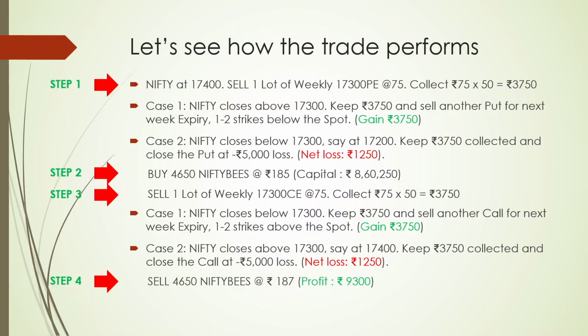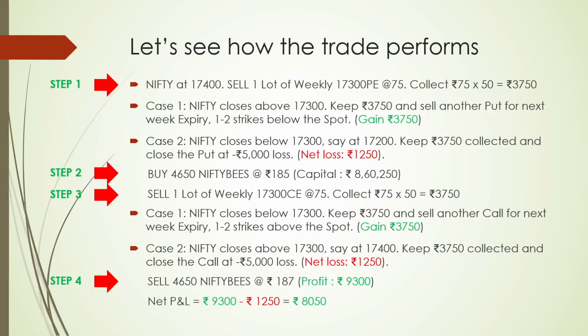Here what we will do, we will do an additional step. Step 4. Once you are closing the call in loss, you will be selling your Nifty Bees, whatever quantity you are holding, 4,650 quantity at 187, because the market has gone up. It closed at 17,400, when you purchased it when it was 17,200. So you are going to sell it at 17,400. Obviously, the Nifty Bees price would have gone up. Here you will have a profit of about 9,300 rupees.